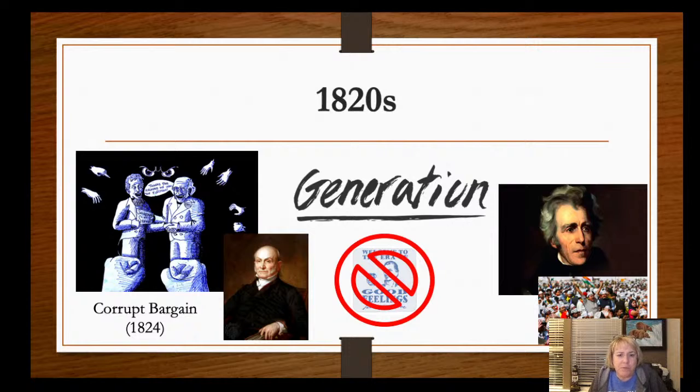So Jacksonian democracy is going to basically usher us into this new time period where Americans have more say in what's going on in our government. And it's because they can vote now. It used to be you had to own property. Now you don't have to anymore.